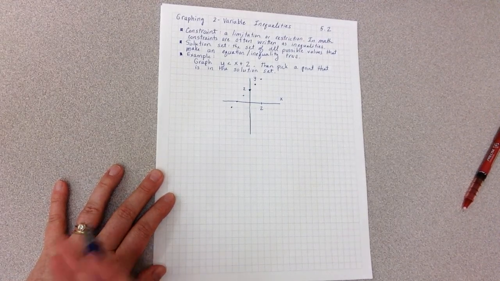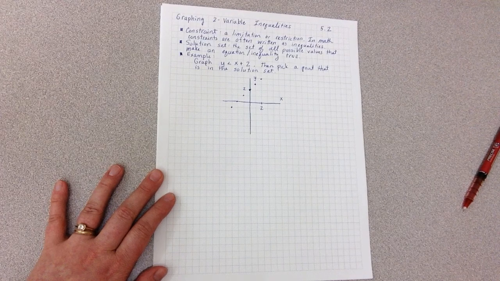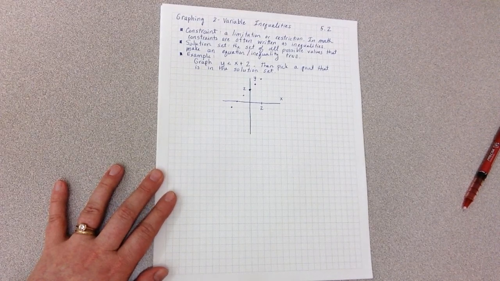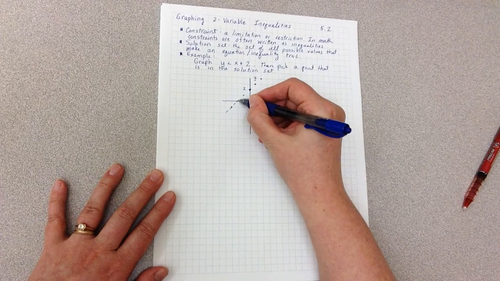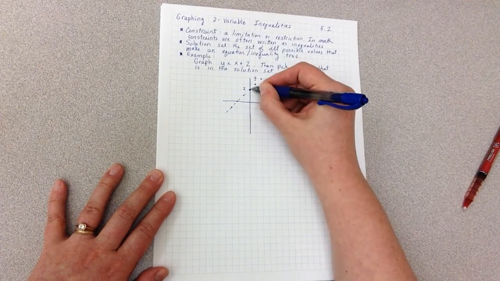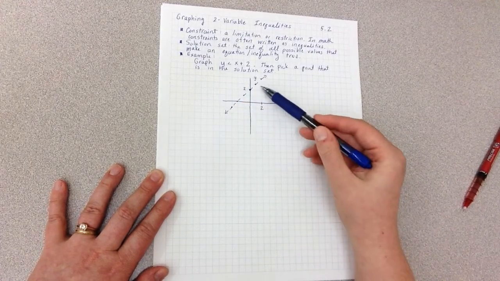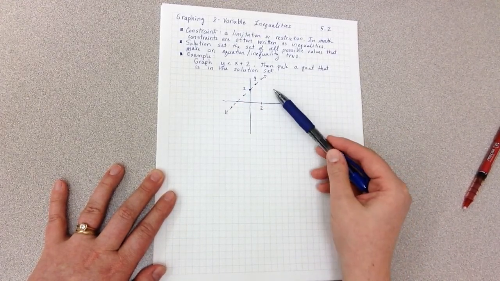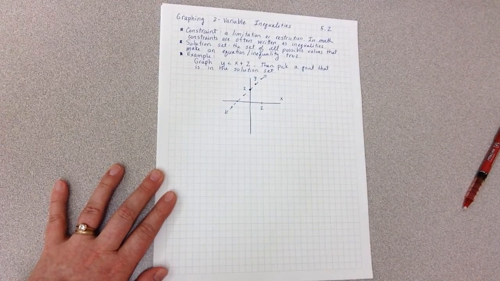When you were doing one variable inequalities, so just a one number line, you did that by drawing an open circle. In this case, I don't have a way to draw an open circle in that same way. So what we do is we make our line dashed. This signifies that my answers are not on the line. They're right up to the line, but not on the line.